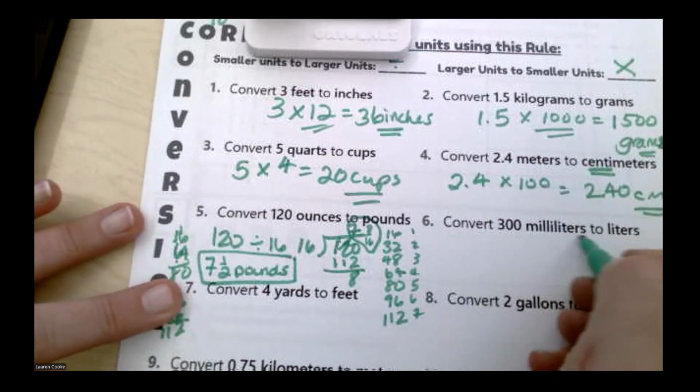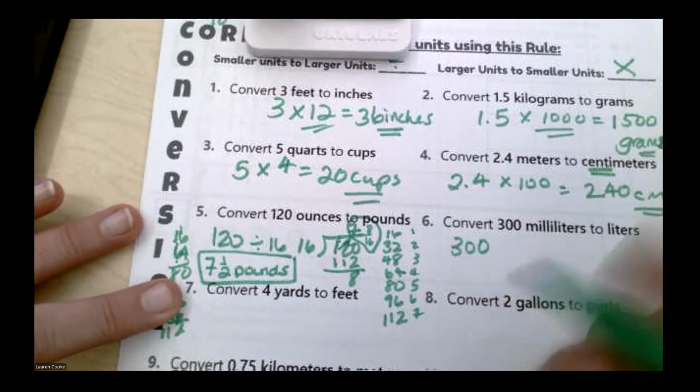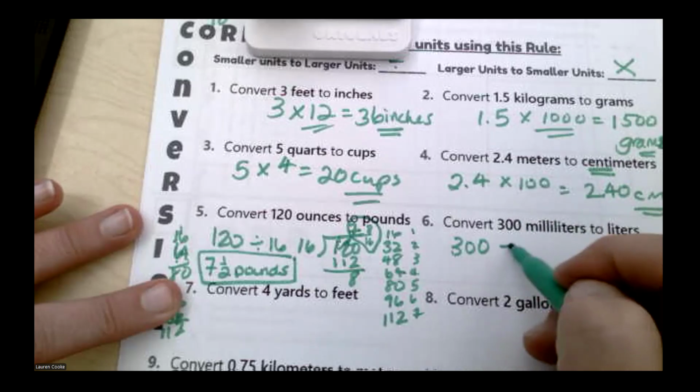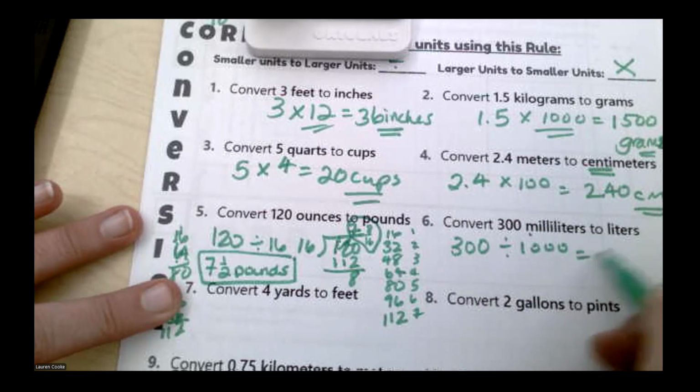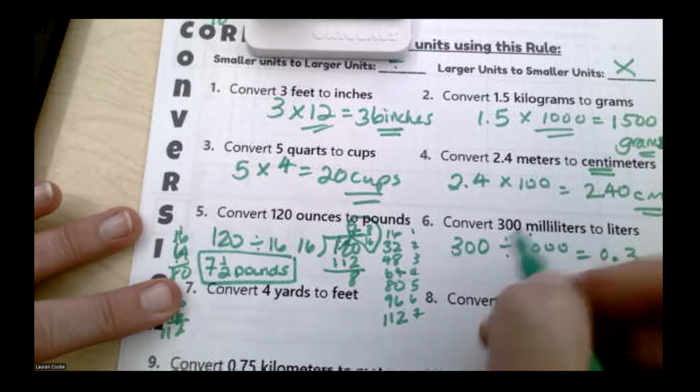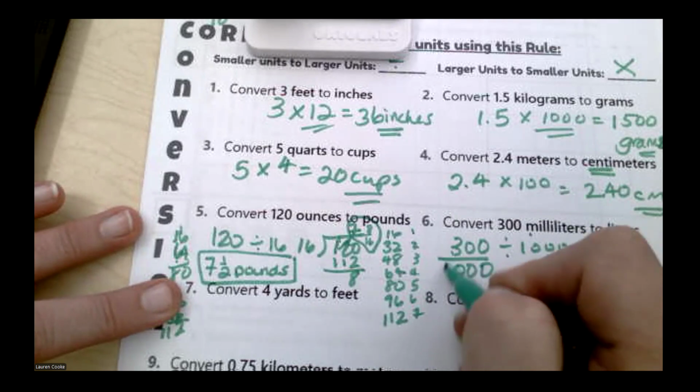Okay. 300 milliliters to liters. So here I have 300, and I carry this with me in my loadout. I'm going from smaller to larger, so I'm dividing by 1,000. So I'm going to actually get 3/10 liters because I am dividing by 1,000. 1, 2, 3, there we go.